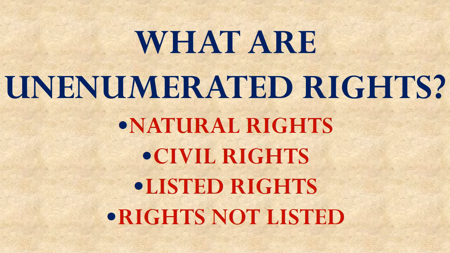Well, what are unenumerated rights? Are they natural rights, civil rights, listed rights, or rights that are not listed? Unenumerated rights are rights that were never listed in the Constitution. Again, just the fact that they weren't written down doesn't mean you don't have them, but it's tough to figure out what they are.